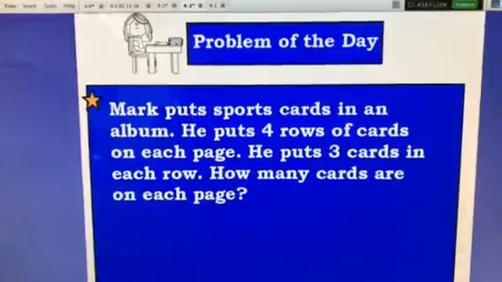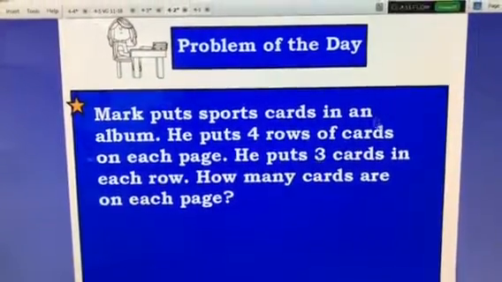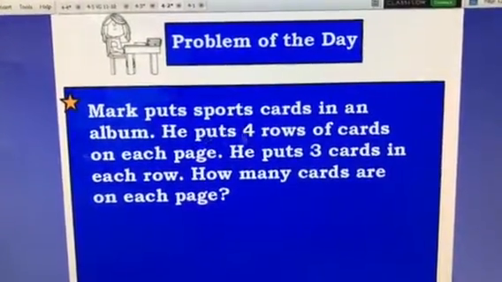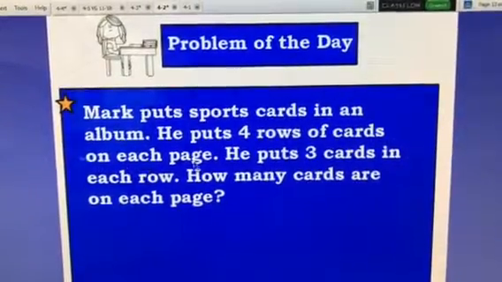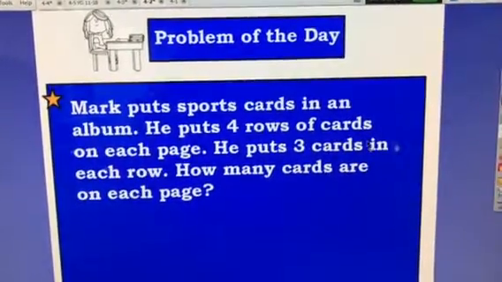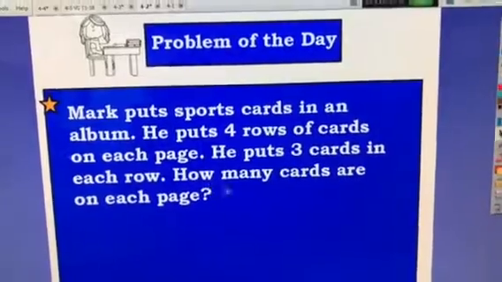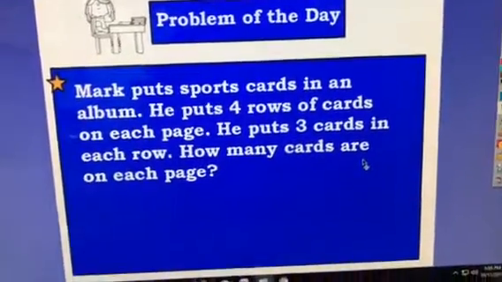So here was the problem of the day. Mark puts sports cards in an album. He puts 4 rows of cards on each page. He puts 3 cards in each row. How many cards are on each page?